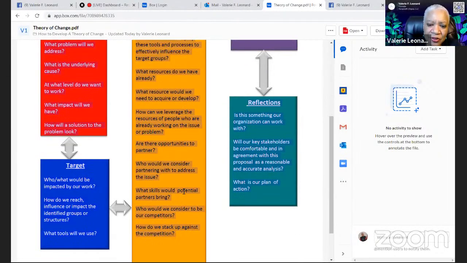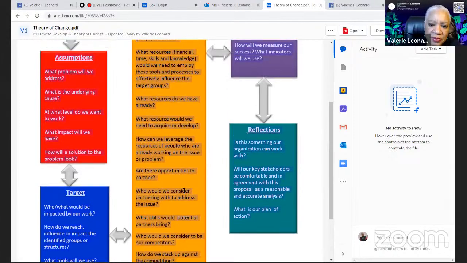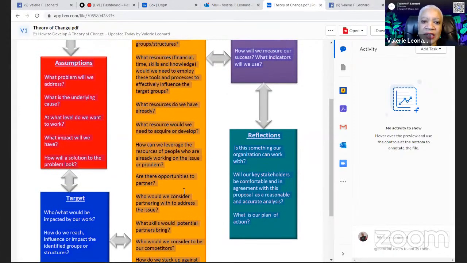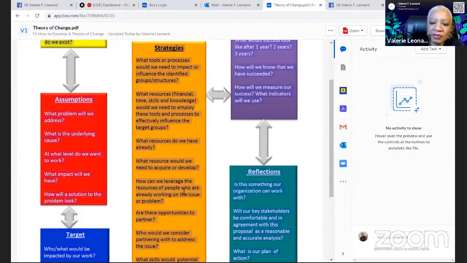All right, so after you implement your strategies, then you reflect upon the work that's been done. And you ask yourself questions like, is this something our organization can work with? Will our key stakeholders be comfortable and in agreement with this proposal as a reasonable and accurate analysis? And then what is our plan of action?